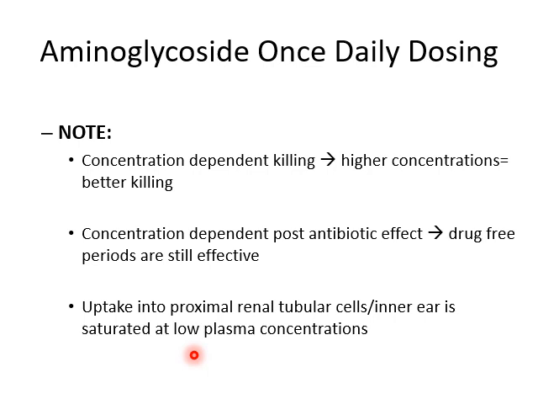And then this is important. Uptake into the proximal renal tubule cells and the inner ear is saturated at low plasma concentration. We said that the drug concentrates there, and it concentrates there really fast. So when you give the drug, this is where it goes and sits, and it saturates there. This is very important.